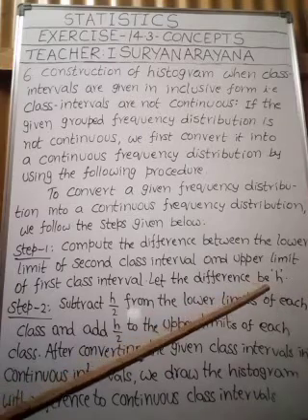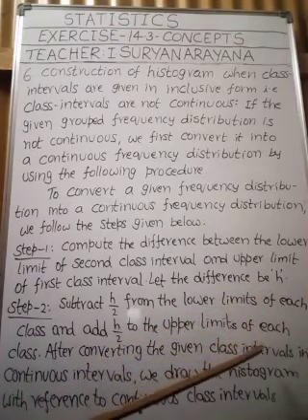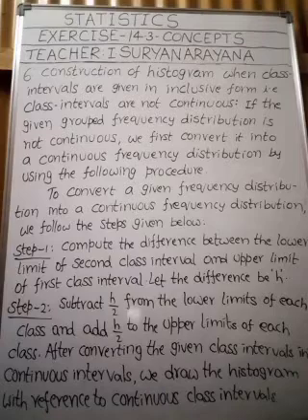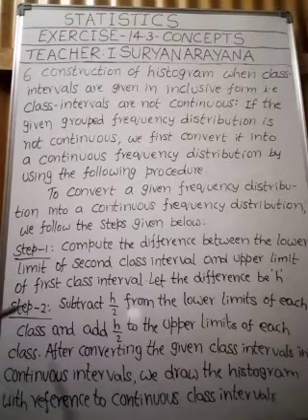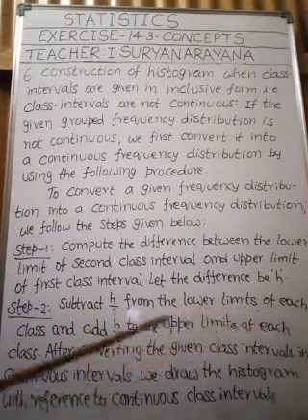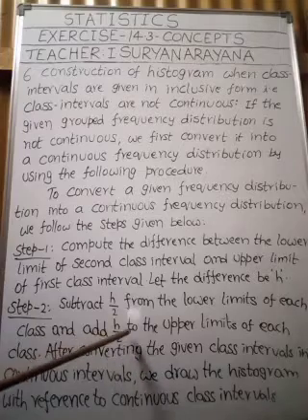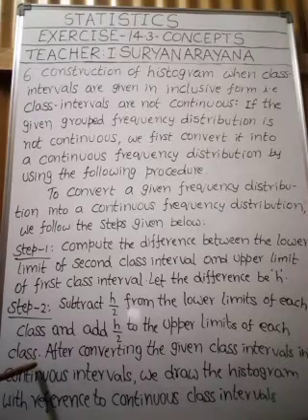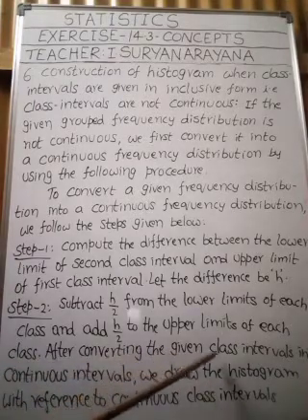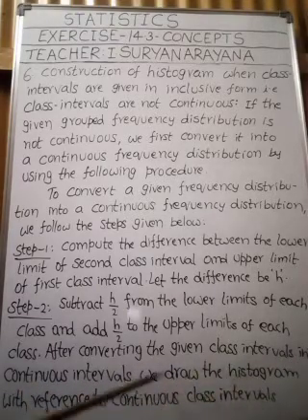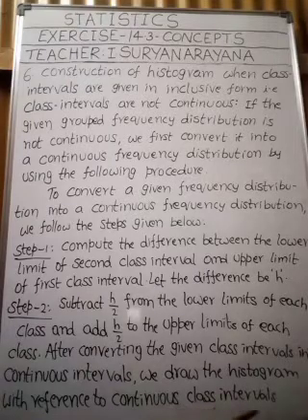Okay, my children, first of all, we have to find the difference between the lower limit of the second class interval and the upper limit of the first class interval. Second step: subtract h by 2 from the lower limit of each class and add h by 2 to the upper limit of each class. Okay, my children, understood this point? After converting the given class intervals into continuous intervals, we draw the histogram with reference to the continuous class intervals. Understood this point, my dear children? Right.